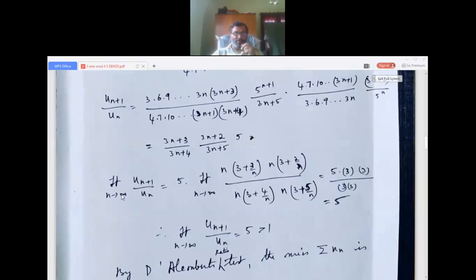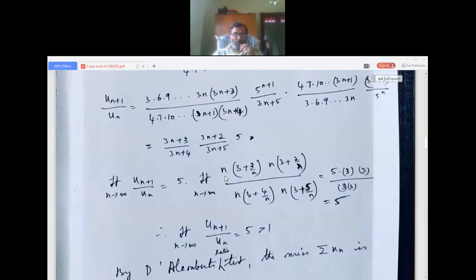Now we apply the limit, that is D'Alembert's ratio test: limit n tends to infinity un plus 1 by un equals 5, a constant outside, times the limit as n tends to infinity. Here you know what we studied in your first semester.